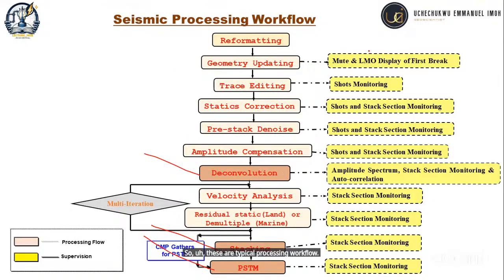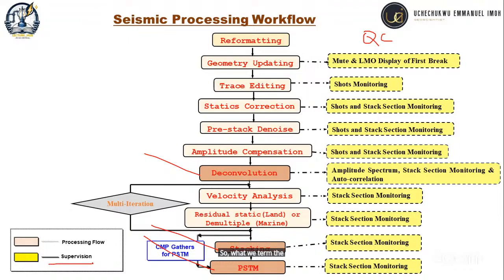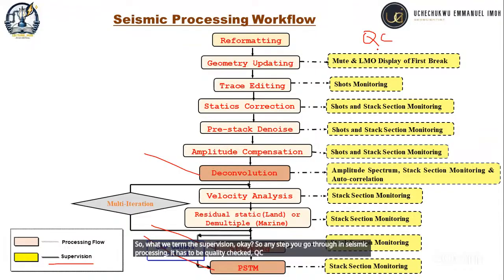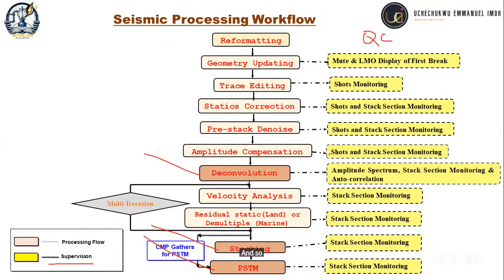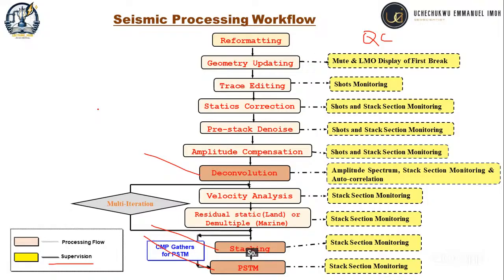For every processing workflow, there has to be quality check, QC, what we term the supervision. Any step you go through in seismic processing has to be quality checked. Each processing flow has its own way of being QC'd to know whether you did the right thing or the wrong thing, or didn't get it exactly accurate. So we'll start looking at the workflows one after the other, and I'll see how far we can go today.